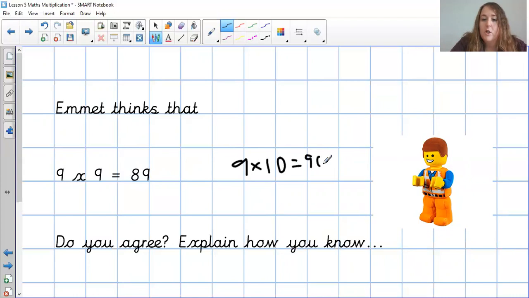And therefore, to do 9 times 9, we're taking one lot of 9 away, and 90 take away 9 is not going to be 89 because we had to minus that 9.